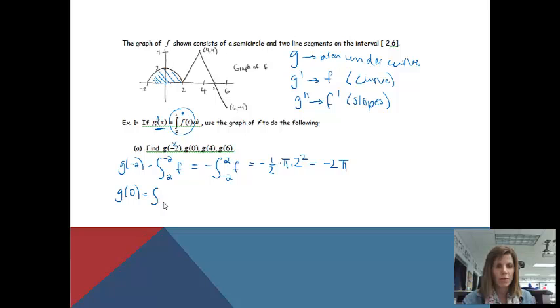All right, the next one says g of 0. So for this one, we're going to calculate the area under the curve from 2 to 0 of f. And again, we're not allowed to go from a bigger number to a smaller number, so it's going to be the opposite of what I get when I go from 0 to 2.